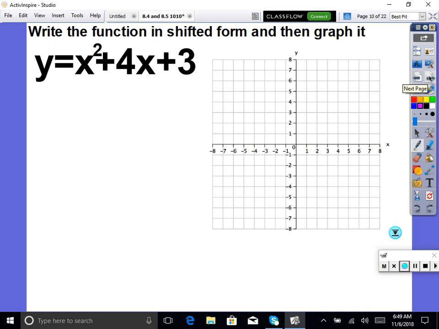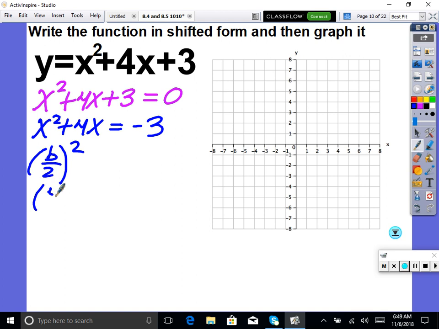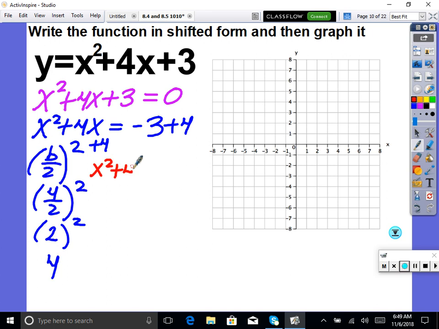So what do we do? We set it equal to 0, so we have this. x squared plus 4x plus 3 equals 0. Good, a way to remember, get the constant on the other side. So we have x squared plus 4x equals negative 3. Then what's the formula? Good, (b over 2) squared, so that would be (4 over 2) squared, which is 2 squared, which is 4. So you're going to add 4 to both sides. Then you rewrite your problem, if you can remember. We have x squared plus 4x plus 4 equals 1.